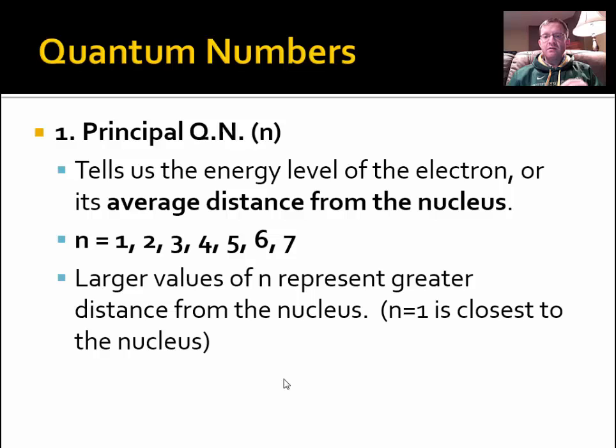The larger the value of n, the greater the distance from the nucleus. In other words, when n equals 1, you're in the closest ring to the nucleus. Think about it like Mercury in our solar system. Earth, being the third planet out, would be an n equals 3, if you want to think about it that way.